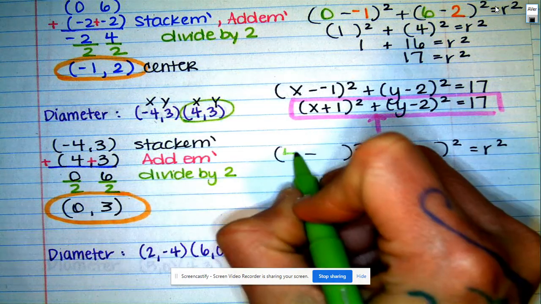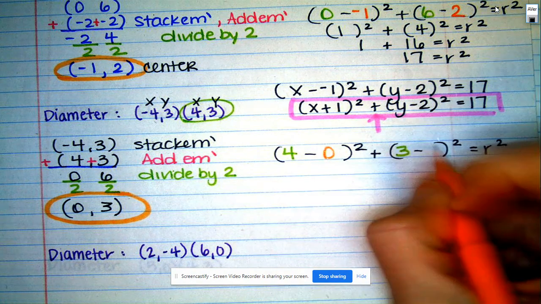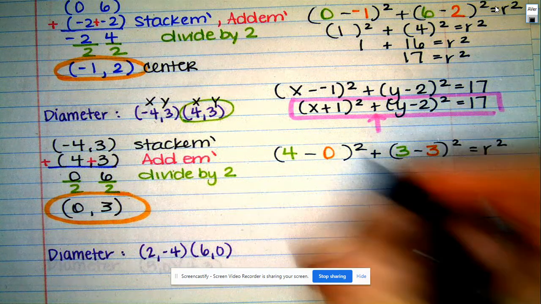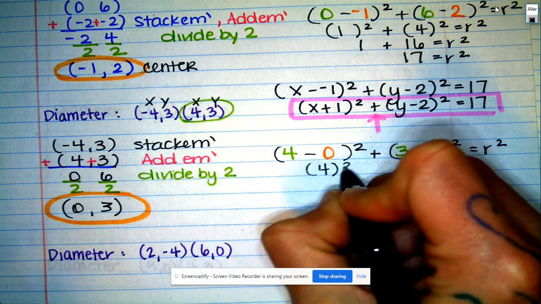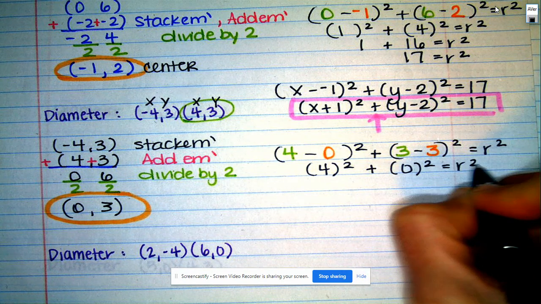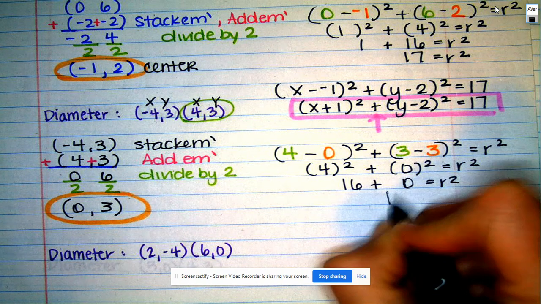X goes in front, Y goes in front. So a point goes in front, and then we're going to use our center, 0 and 3, and get to solving. So 4 minus 0 is going to give us that 4 squared. 3 minus 3 is going to give us a 0 squared. So 4 times 4 is 16 plus 0. So our radius squared is 16.